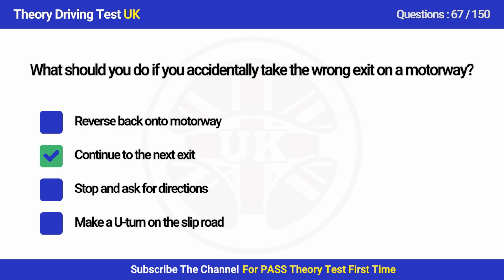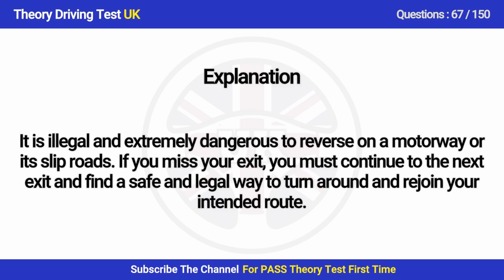Answer is B. Continue to the next exit. It is illegal and extremely dangerous to reverse on a motorway or its slip roads. If you miss your exit, you must continue to the next exit and find a safe and legal way to turn around and rejoin your intended route.